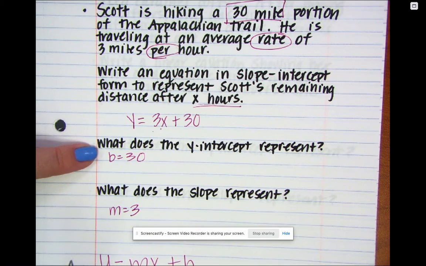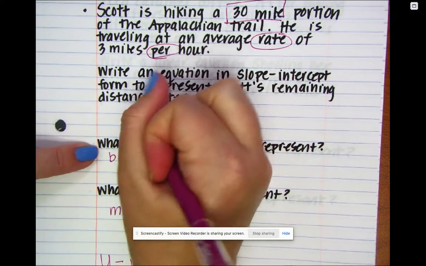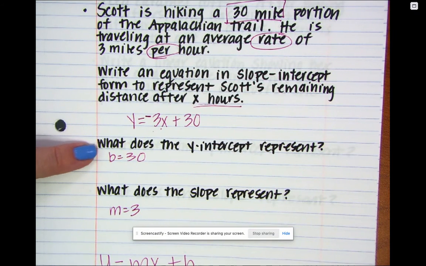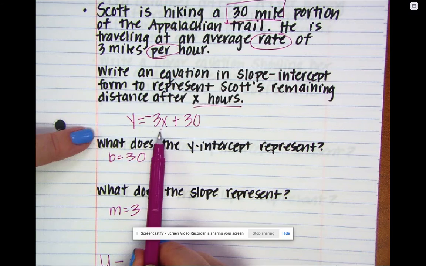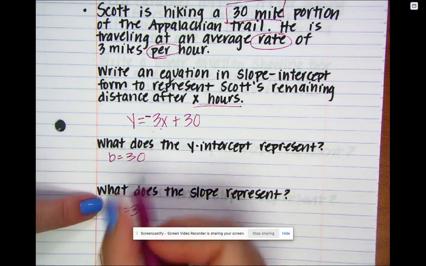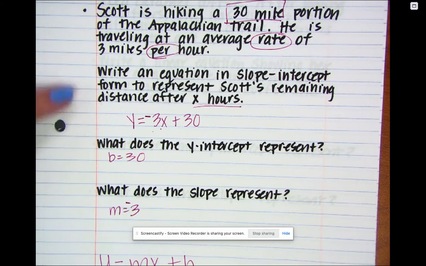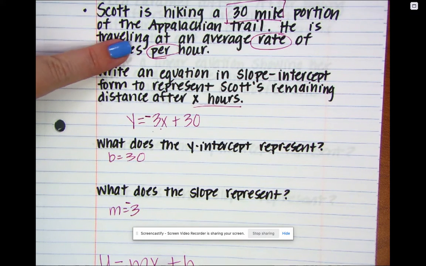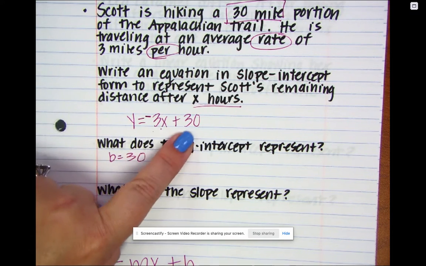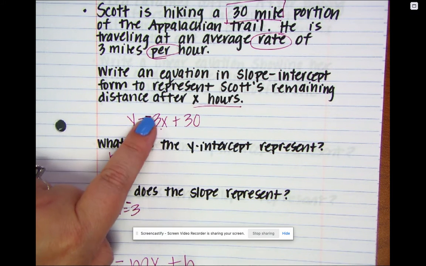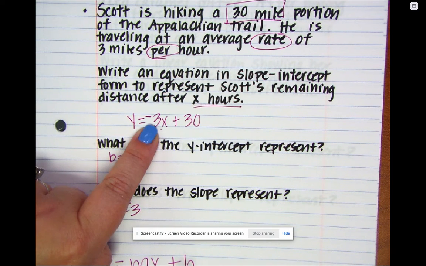That doesn't seem right. As he's hiking, he is taking 3 miles off the distance. So every hour he's getting 3 miles closer to his ending point. So our slope is a negative 3 because his distance is decreasing. And the way that distance decreases is by putting that negative in front of that rate.